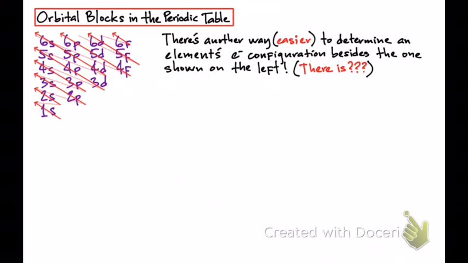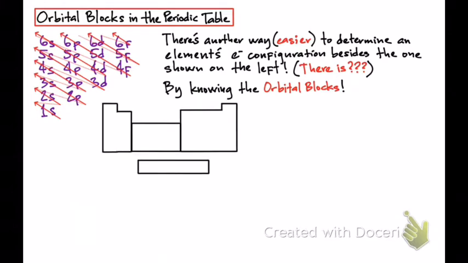But again, it's up to you. Whichever method you want to use in determining any element's electron configuration. But before you can use this orbital block method, you have to know what these orbital blocks are. And one of the requirements is to look at these blocks in the periodic table. So let's pretend that this is the periodic table here. So we have the transition metals here in the middle, and then we have these main group elements, and then also the lanthanide and actinide elements down here at the bottom of the periodic table.